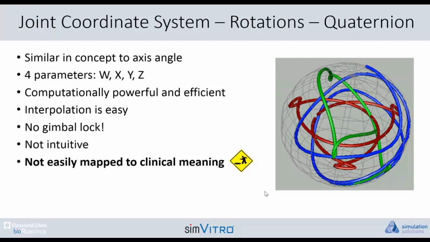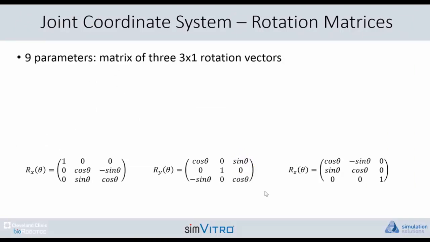And so think of quaternion as a wonderful tool behind the scenes to do all your math. But when we present the output or present it in papers, we really should think about it in Euler angles or something else that clinicians can grasp better. And the last way is rotation matrices. Rotation matrices is 9 parameters. It's a matrix. Really 3 rotation vectors are built into there.